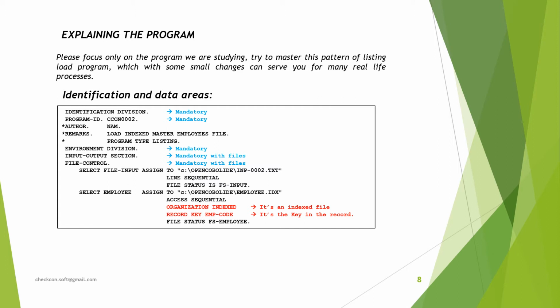Organization indexed, it's an indexed file. Record key EMP code, it's the key in the record. Note that although the employee file is indexed, its access is sequential, because the data is going to enter in ascending order, and it is necessary that the input file is ordered that way.